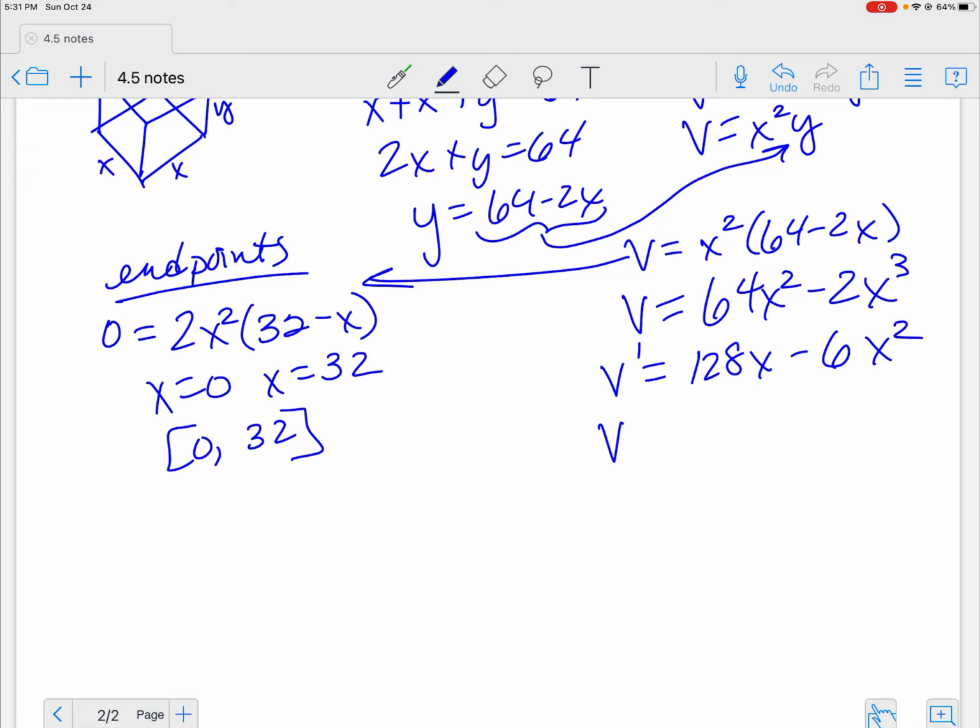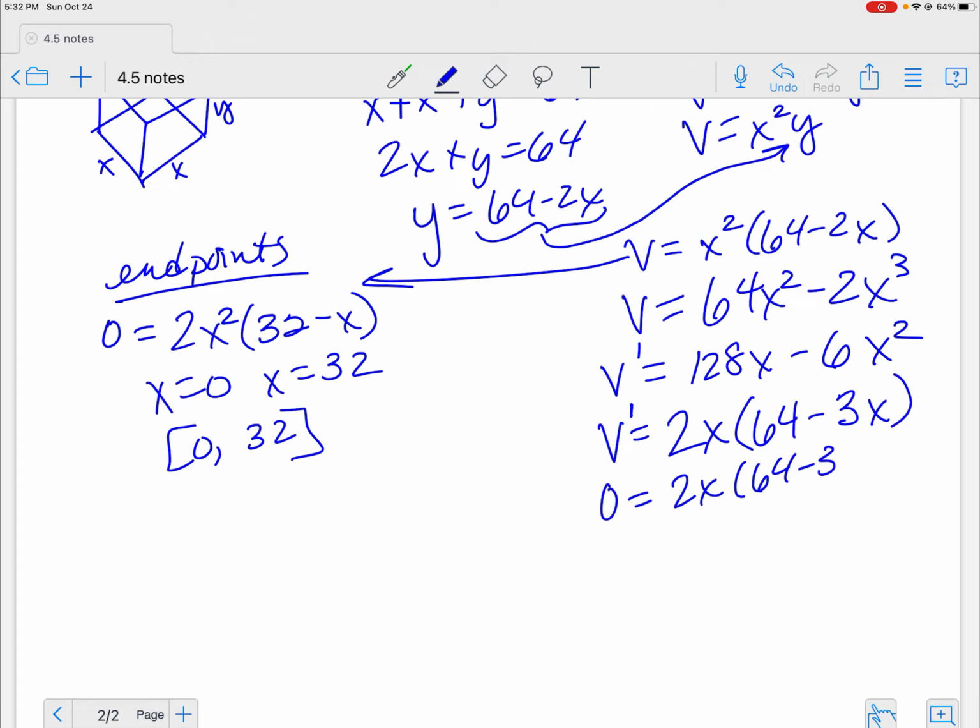Go ahead and factor. So I'm going to factor out I think just a 2 is in common there, isn't it? 2 and then an x, of course, and that'll leave me with 64 minus 3x. Okay, so whenever I set v prime, because it's a derivative, equal to 0, then x is equal to 0, and 64 minus 3x equals 0. So if I add the 3x, divide by 3, that doesn't reduce, does it? So it's just 64 thirds.